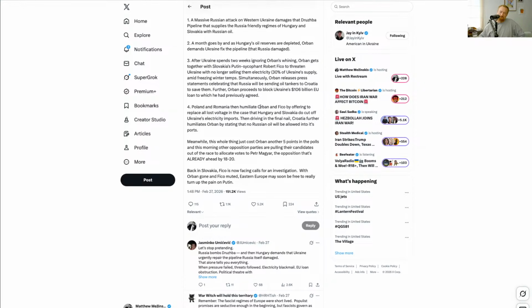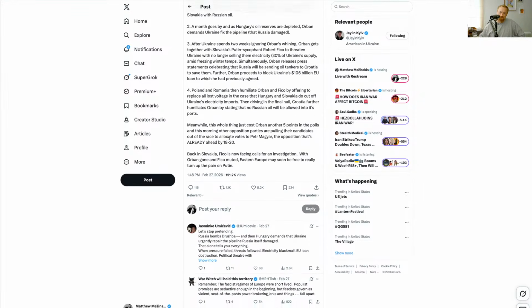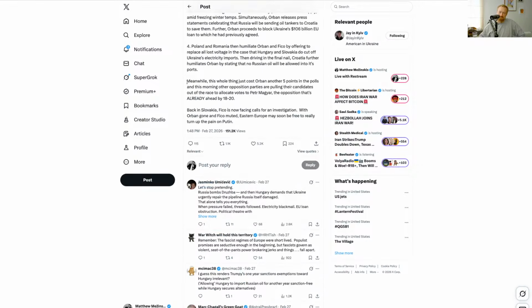Number four, Poland and Romania then humiliate Orbán and Fico. Again, I know he's using strong words. I'm not saying Orbán seems to have no shame, but they humiliate Orbán and Fico by offering to replace all lost voltage in the case that Hungary and Slovakia do cut off Ukraine's electricity imports. Then, driving in the final nail, Croatia further humiliates Orbán by stating that no Russian oil will be allowed into its ports. Thank God for the Croatians right now.